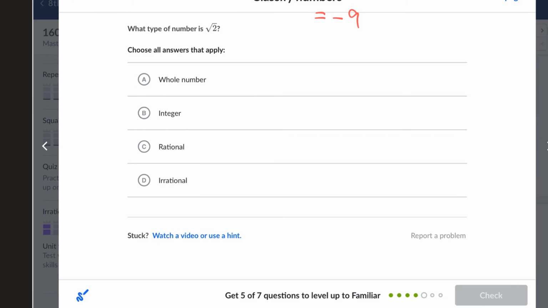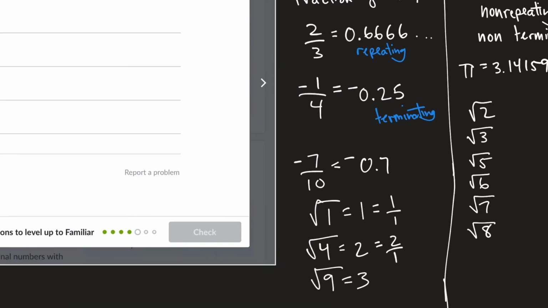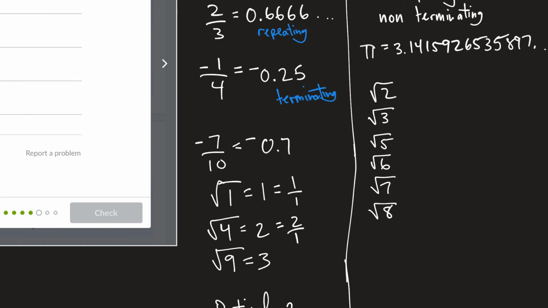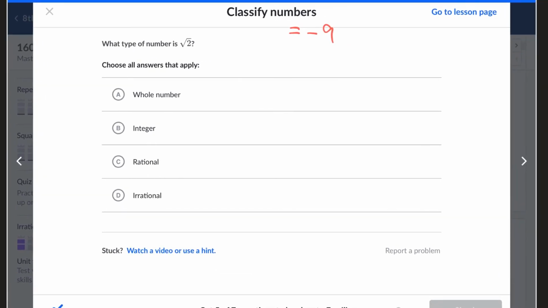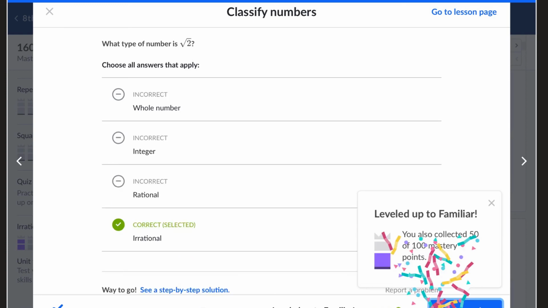And the square root of 2, you know what? I think I already showed the square root of 2 is irrational right there. So let's just jump right to that. It's irrational. And when it's irrational, it's nothing else. It's just irrational. And I'll erase that. And that is irrational. All right. We're getting it.